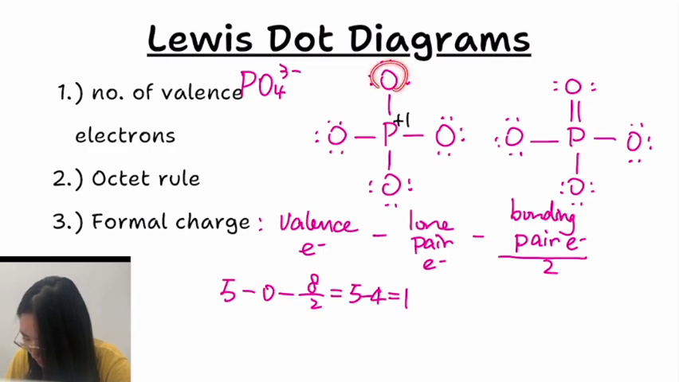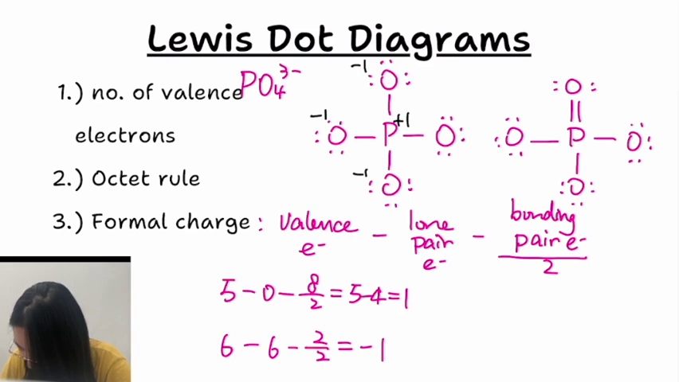What about the oxygen around it? These 4 oxygen, they have exactly the same structure. They're all symmetric, so I just need to do math one time. So the number of the valence electron is 6. 6 minus number of the lone pair electron is 6. And then the number of the bonding pair electron is 2. So 6 minus 6 minus 1, that is negative 1. So negative 1, negative 1, negative 1, negative 1. So in total, when you add them up, you will get the charge of this polyatomic ion, which is negative 3.